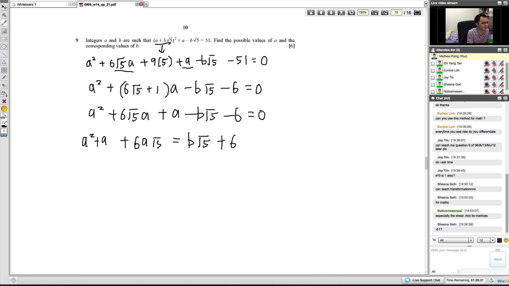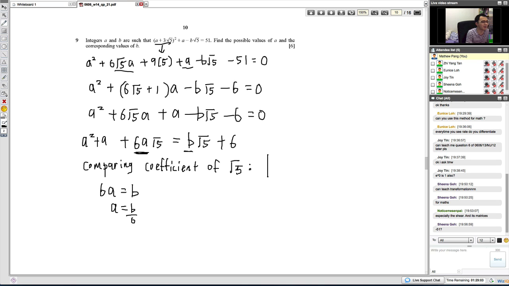6a sub 5. Then I will compare the coefficient of sub 5. So I know 6a will equal b. Alright, this is some information I have. So I can say a equals b over 6 if I want.